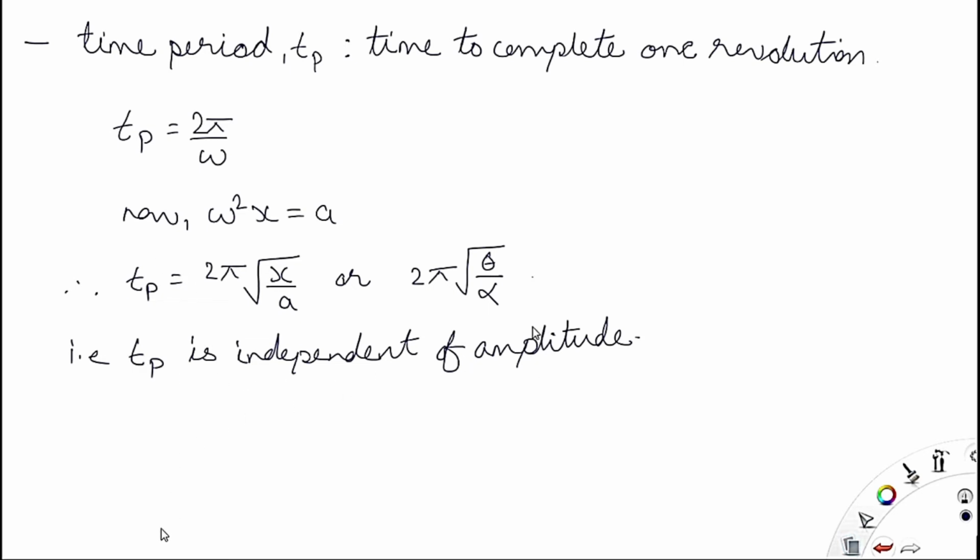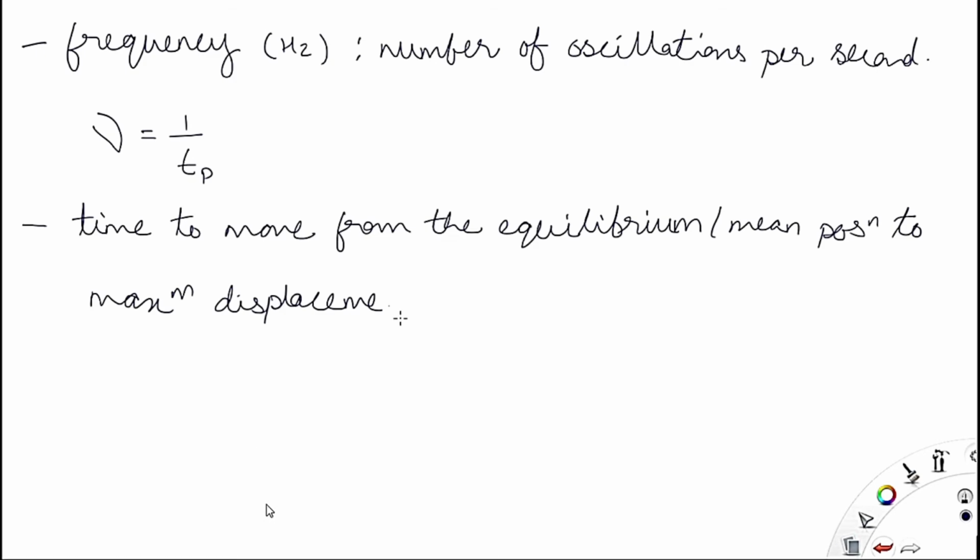Now frequency. So frequency is the number of oscillations per second, which is inversely related to the time period. Okay, so the frequency, in hertz, is represented by nu. So nu is equal to 1 by time period.